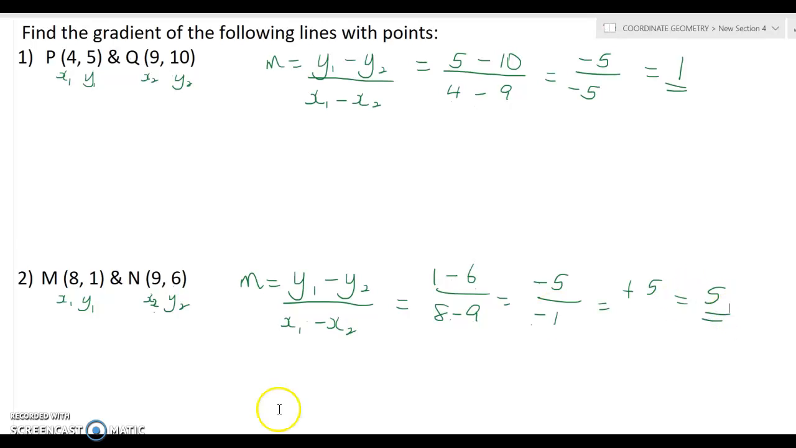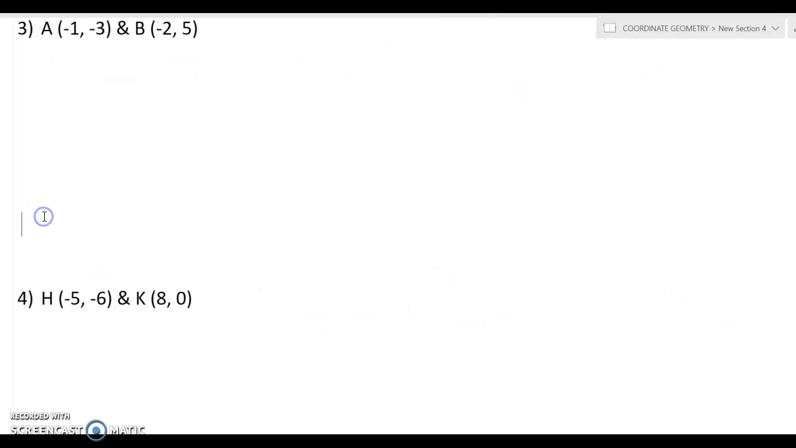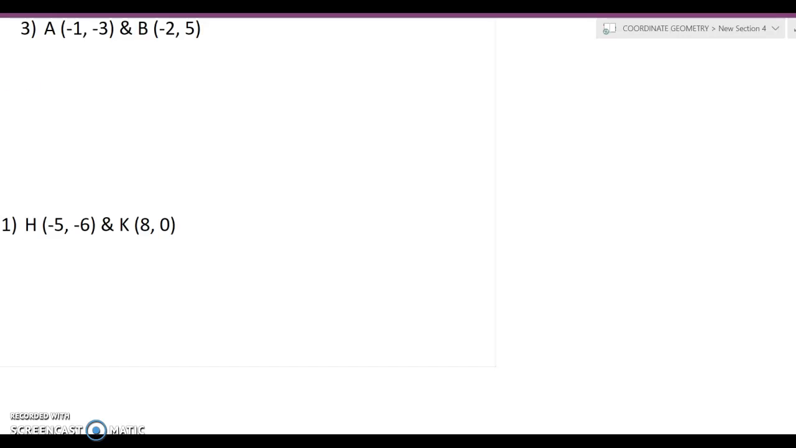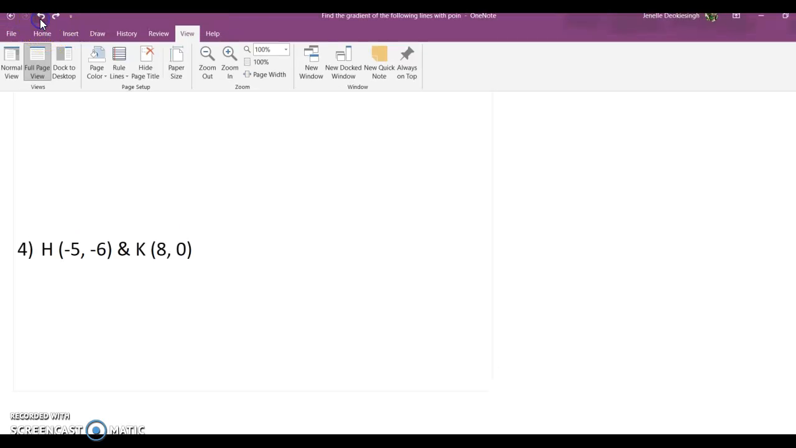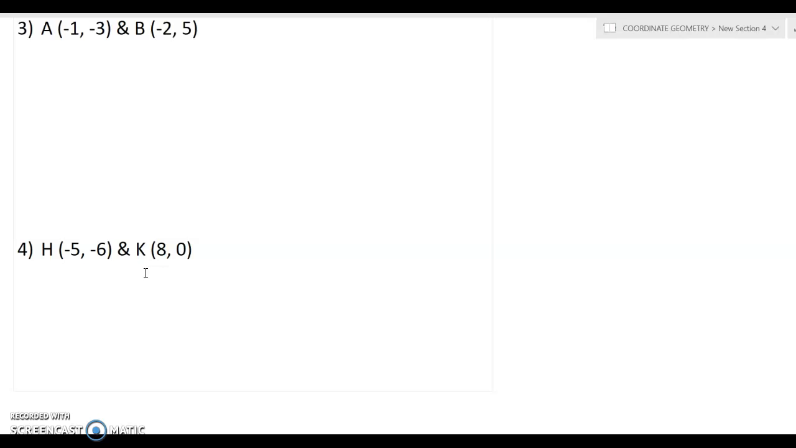So far so good, right? And here we just have 2 more questions to look at. That's 3 and 4. Right, so number 3, we have A is negative 1, negative 2, so x1, y1. B is negative 2, 5, so that's x2, y2. Using our equation, y1 take away y2 all over x1 take away x2.